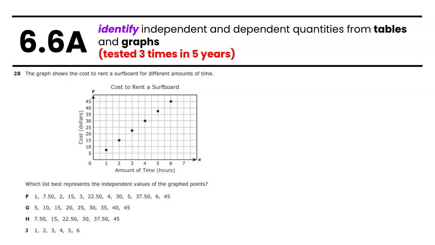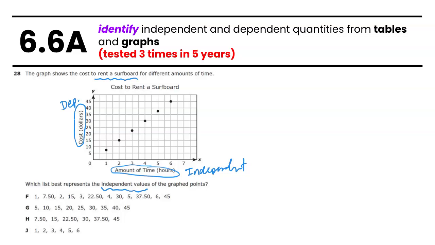And so reading this graph, what we notice is that we have two different axes. We have one that represents the amount of time in hours and another that represents the cost in dollars to rent a surfboard. And so we ask ourselves the question, does the amount that it costs to rent a surfboard depend on the amount of time that I rent it? Yes, it absolutely does. And so therefore, this is the dependent quantity on the y-axis, and this is the independent quantity on the x-axis.